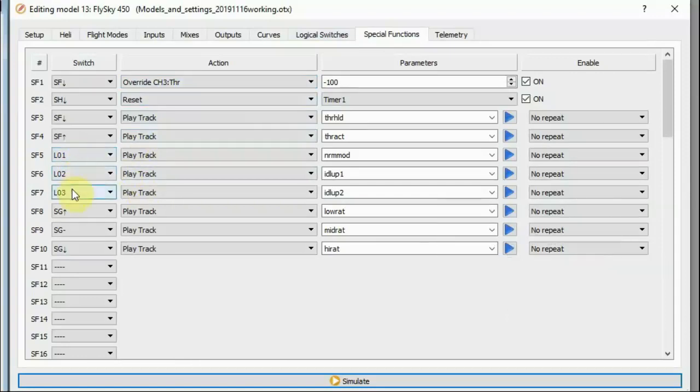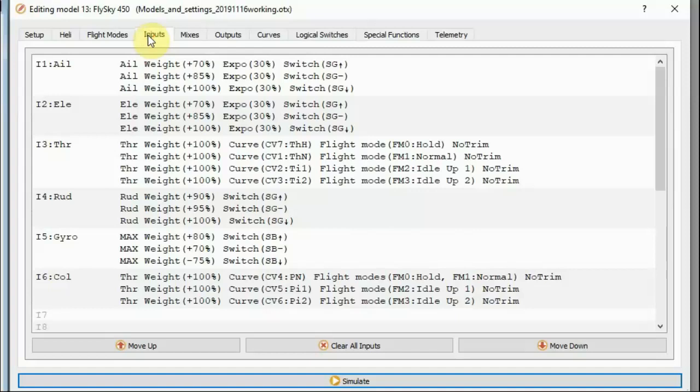And logical switches 1, 2, and 3 drive the 3 flight modes: normal mode, idle up, and idle 2, so they play the sounds that say normal, idle 1, and idle 2. Now we come to where I have a problem with OpenTX.